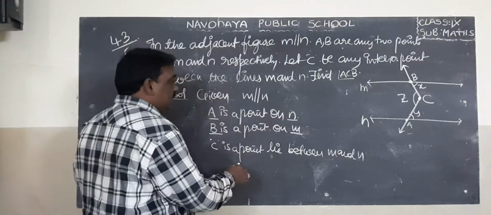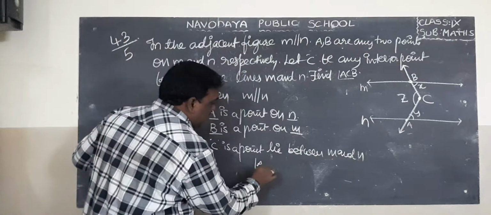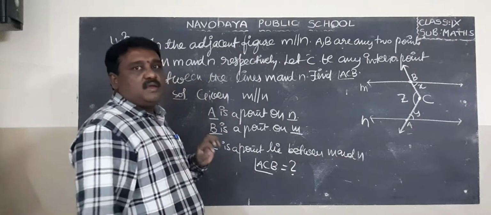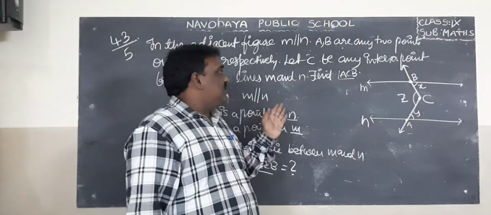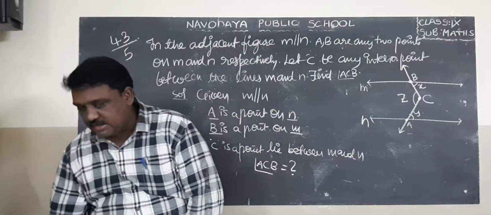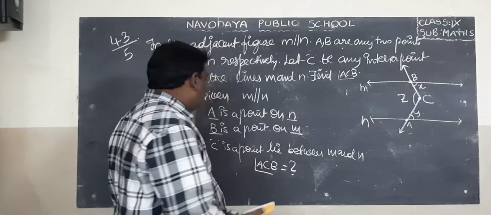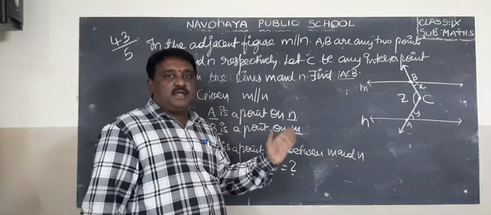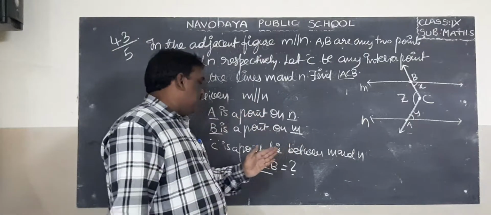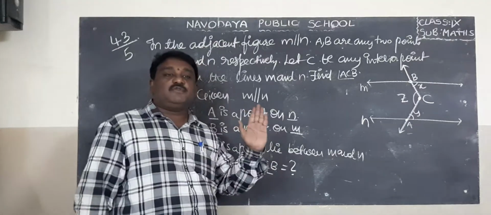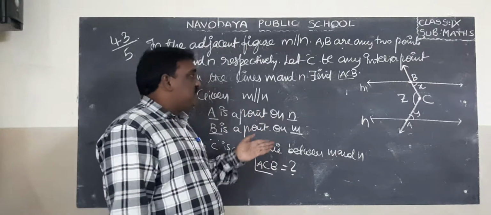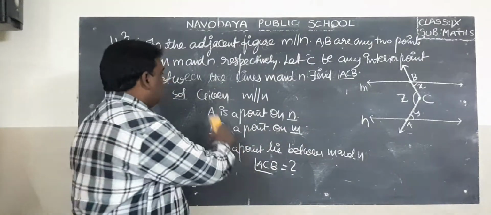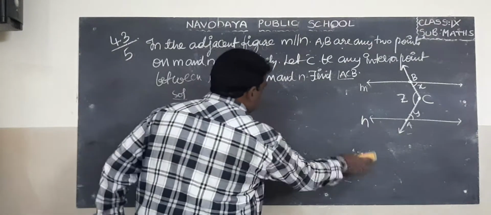Then what we need to find out? Angle ACB equal to question mark. Okay? So write the information given. M parallel to N. A is a point on N. B is a point on M. C is a point that lies between M and N. Angle ACB in your diagram is Z. Find out Z. Okay?